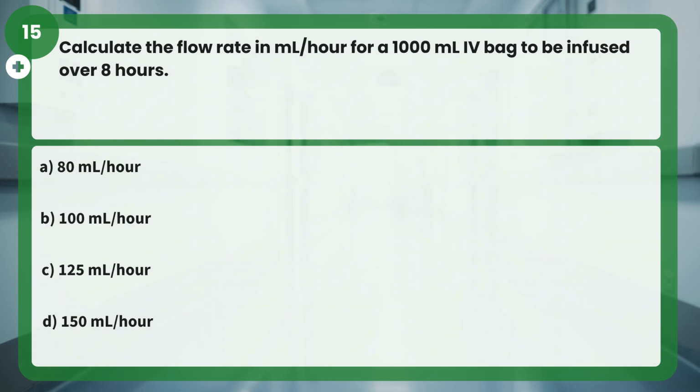Question 15. Calculate the flow rate in mL/hour for a 1000 milliliter IV bag to be infused over 8 hours. A. 80 milliliters per hour. B. 100 milliliters per hour. C. 125 milliliters per hour. D. 150 milliliters per hour.